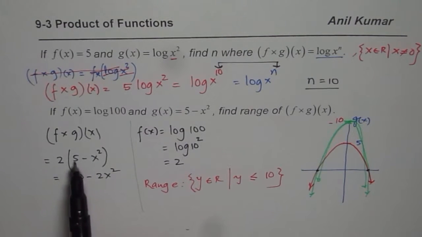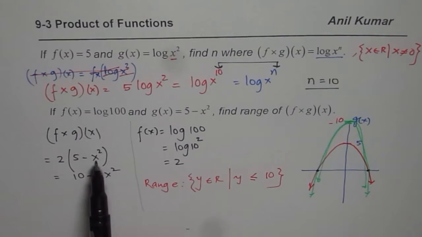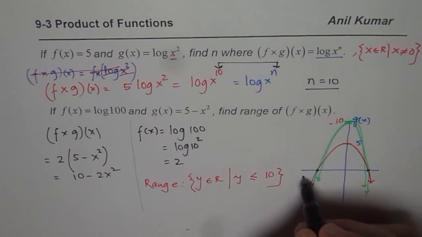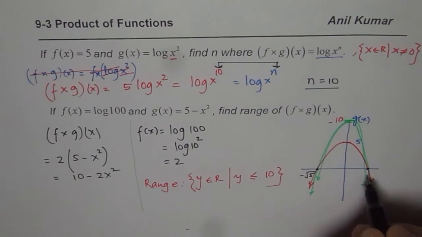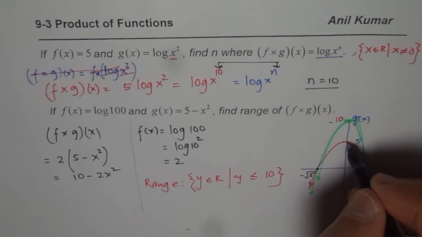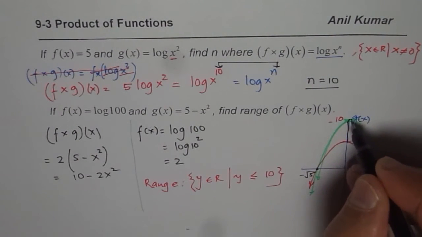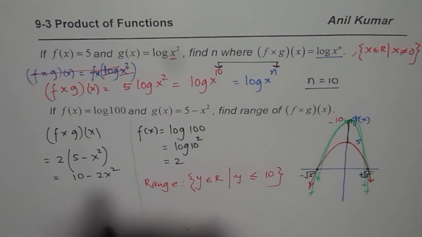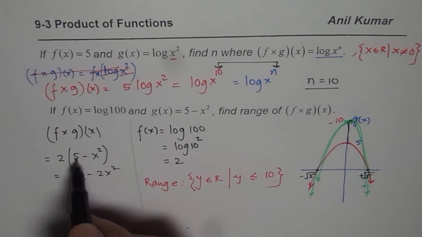You can see 5 minus x squared is 0 at plus or minus square root of 5, right? So that is what it is. So these points are minus square root of 5 and plus square root of 5. They both will be the same here, but it's vertically stretched. Do you get the idea, right? And translated to 10 instead of 5.